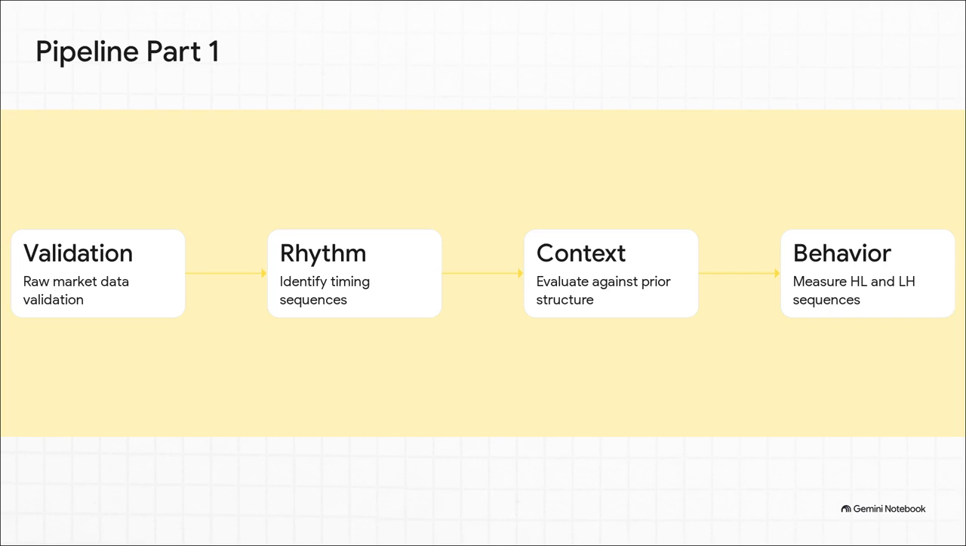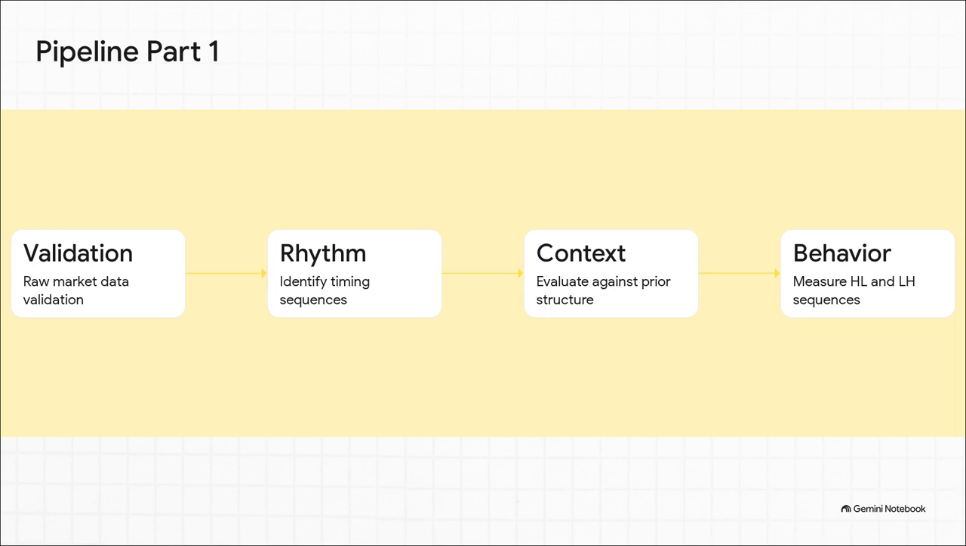This is a non-destructive dynamic pipeline that translates raw, invisible market activity into structured intelligence. It kicks off with raw data validation. Then it moves to rhythm detection, identifying timing sequences and structural relationships. Step 3 is context reconstruction, evaluating the move against prior structure and its market location. And this perfectly sets the stage for step 4, behavior measurement.